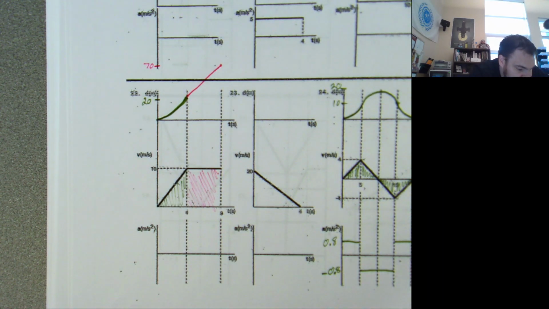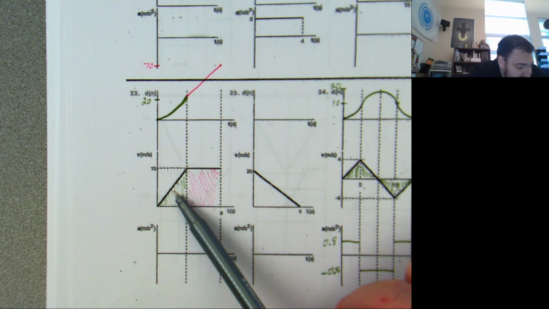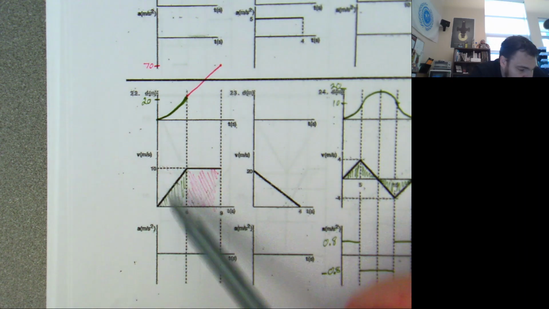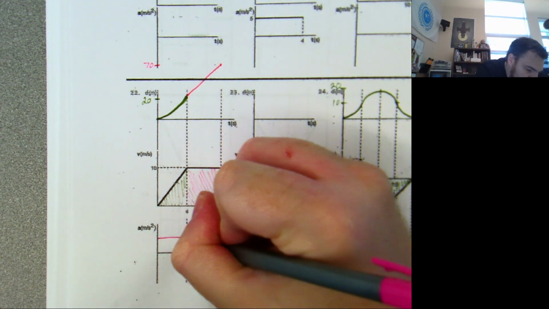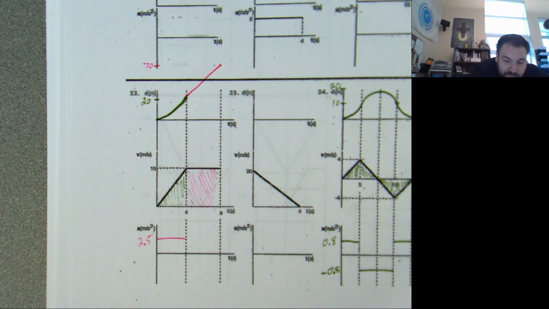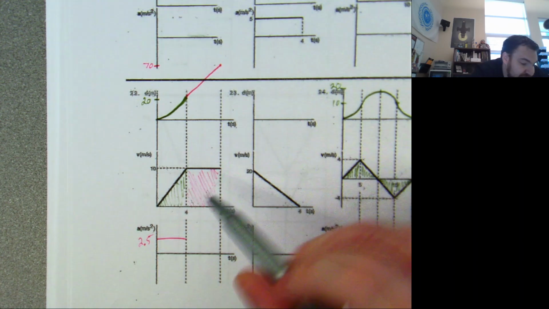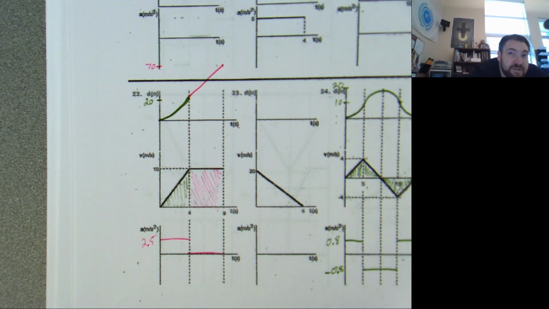And then the acceleration is going to be the slope of this line. So that's going to be a rise over run. 10 over 4 is 2.5. And that's a flat line. So that's a zero acceleration. Something like that.